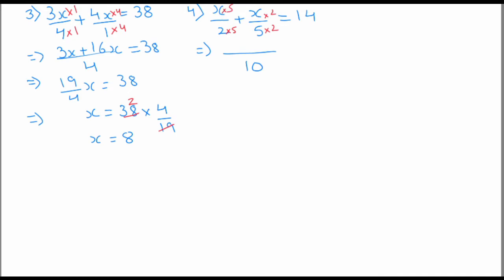And the numerator will be 5x plus 2x is equal to 14. It will be 7 by 10 x is equal to 14, and x will be 14 multiplied by 10 by 7. Now cut the 7 with the 14. 7 times 1 is 7 and 7 times 2 is 14.